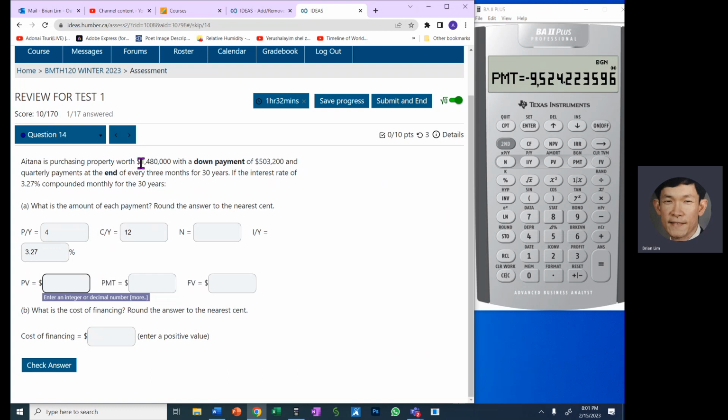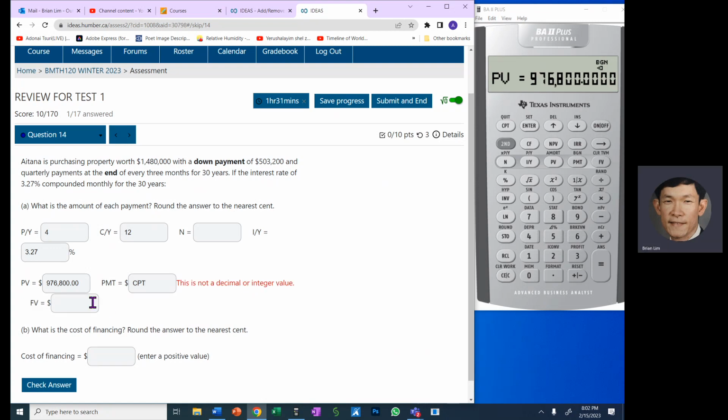Okay, present value, we will have to compute that from these two numbers right up here. And what are they? Well, one is 1,480,000. So we can go 1,480,000 and subtract the down payment of 503,200. And we get this number here. And of course, since we've computed it, that is indeed the present value, $976,800. And if we wish, we could put in the decimal 00. Now the payment is what we wish to compute, because what is the amount of each payment? So that we will compute, and the future value should be 0 because the property should be paid off.